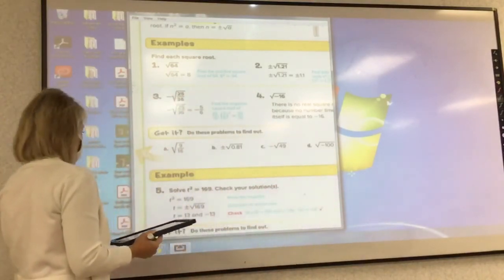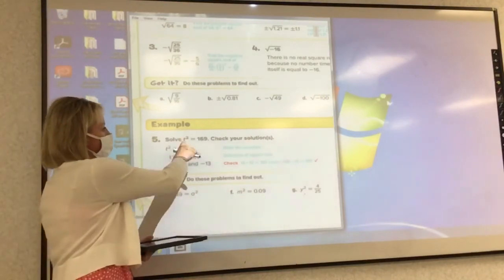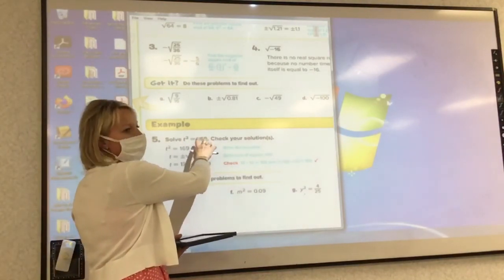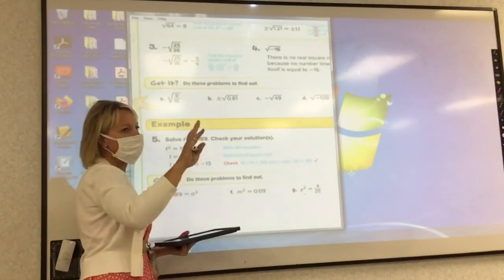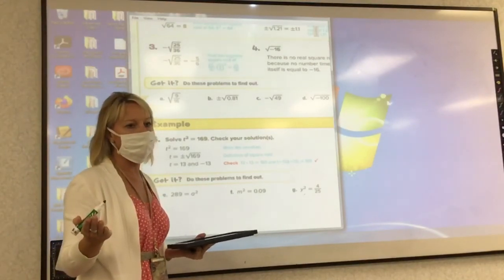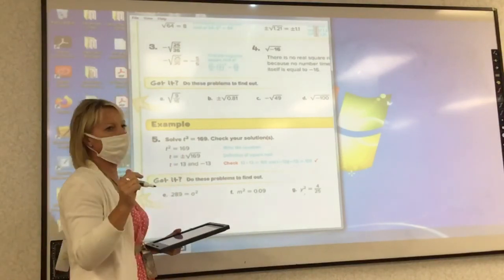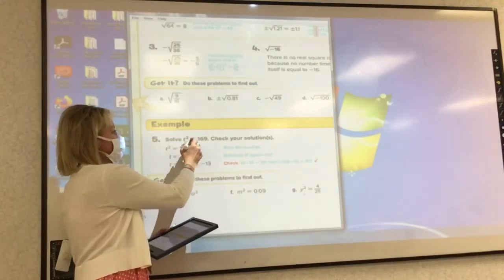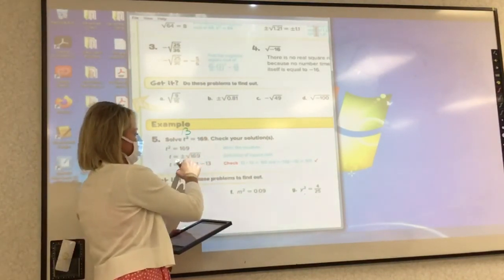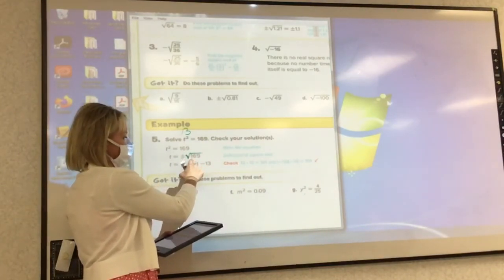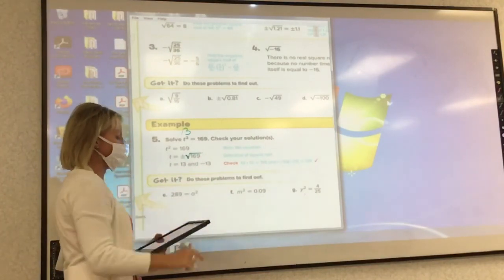So let's go up to example 5. Solve t squared equals 169. So what you're trying to say is what squared gives me 169? You guys probably don't know it. That's why you have your notes next to you. Look at your notes. 13. What? 13 or 14? 13. Because 13 times 13 equals 169. And we're saying that the square root of 169 is 13. It's positive and negative. You have to have both.